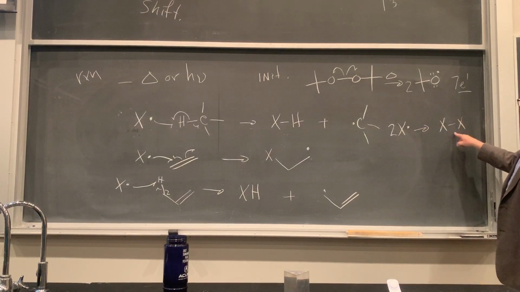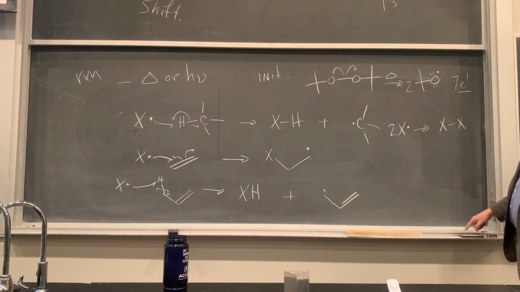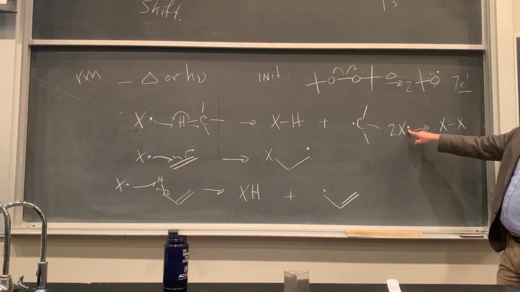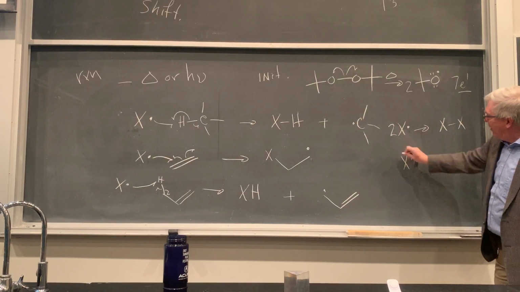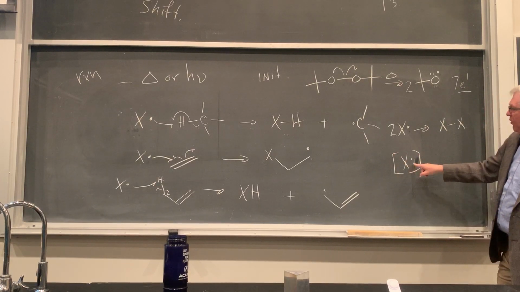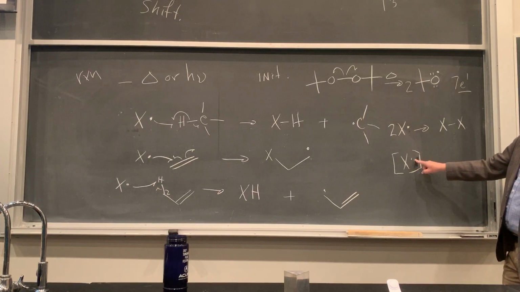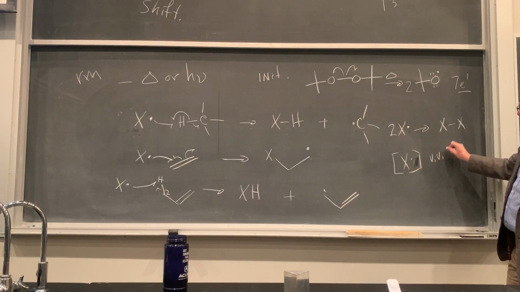Can it go right back to the material? Yes, it can. However, radicals are unstable materials. They're high energy, and they're typically at very low concentration. Let's see the concentration here. The brackets mean molarity. Typically, this molarity is very, very low.